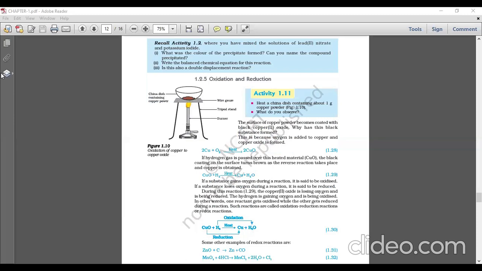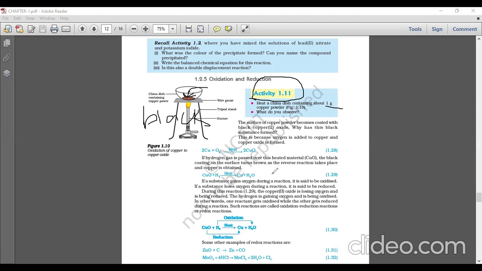So here if you observe this activity, I'll just explain. He's saying take copper powder. What is the color of the copper? Tell me. The copper powder will be brown. Take 1 gram of copper powder in a china dish and heat it. What do you observe? When you heat this copper powder, the brown color changes into black color.